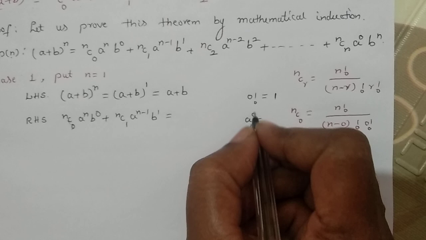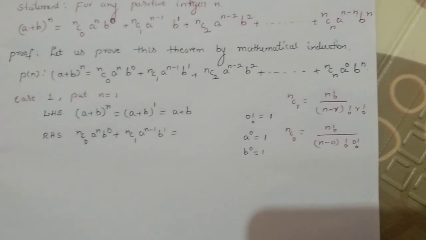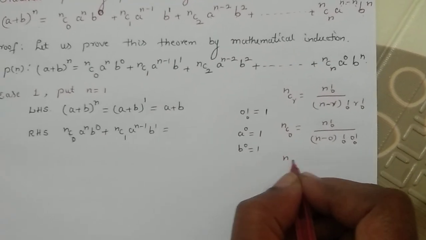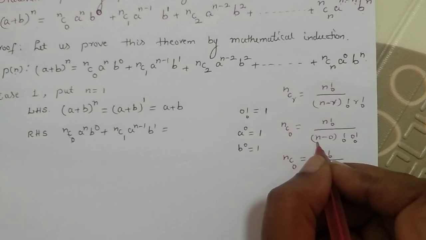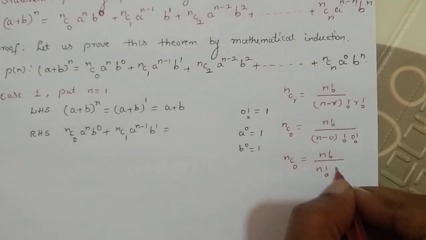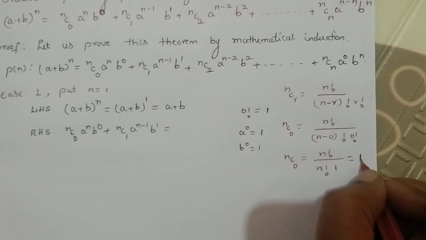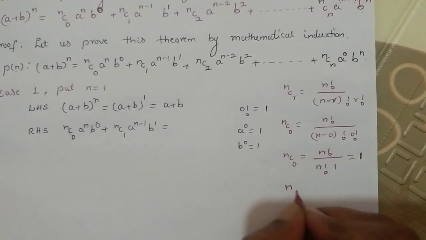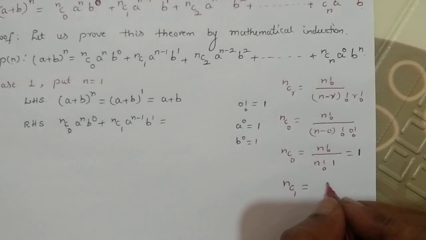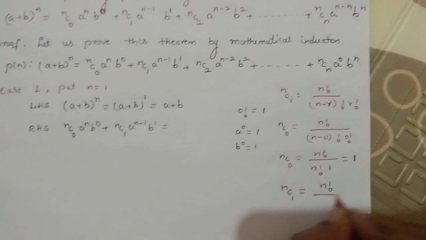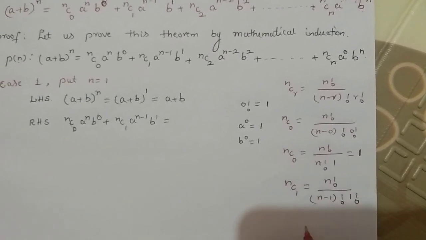From the combination chapter we know the value of 0 factorial is 1, and any variable or constant to the power of 0 has value 1. Based on that, a power 0 and b power 0, both values are 1. Now n factorial by n minus 0 is nothing but n factorial, and 0 factorial is 1. If we simplify, finally we will get 1. Similarly, in the second term we have nC1. Even this value is the same: n factorial by (n minus 1) factorial into 1 factorial.